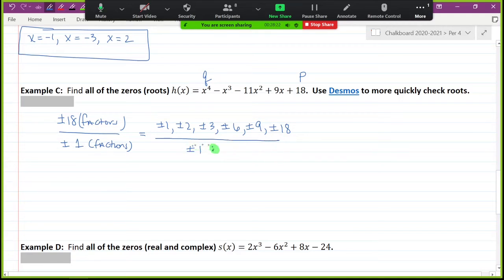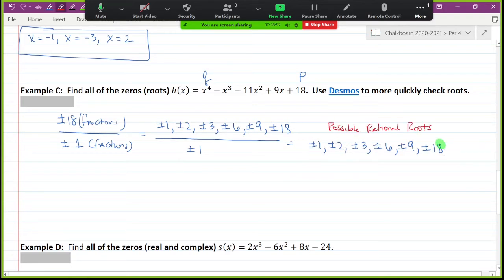And luckily there's only one number at the bottom, so you don't have to do any real dividing. Basically the top list here is your list of numbers. Okay, that's it. So if I want to be really lazy, I can just copy that and stick it over here, because that's literally what it is. It's just the same list there. Okay, so this is our list of possible rational roots.